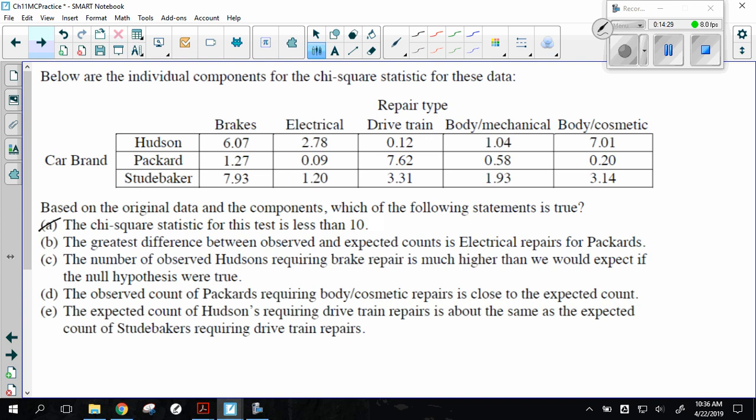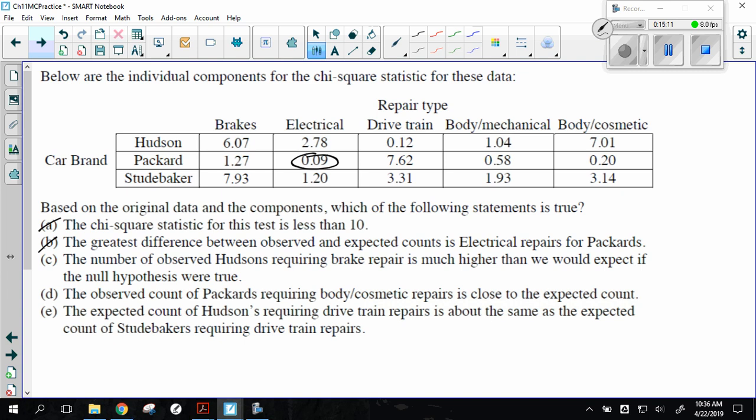We're going to add those up. We're going to get a number more than 10. The greatest difference between observed and expected counts is electrical repairs for Packards. The biggest difference, the greatest difference. So if I was to take my observed minus expected, if I have a big difference, I should have a large number there, right? And I would be dividing it by my expected, so I should get a larger value if I have a bigger difference. So B is out.